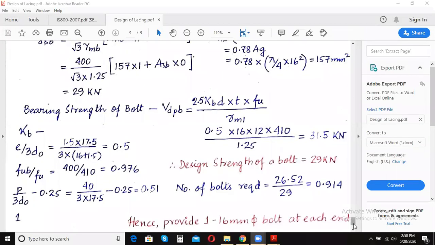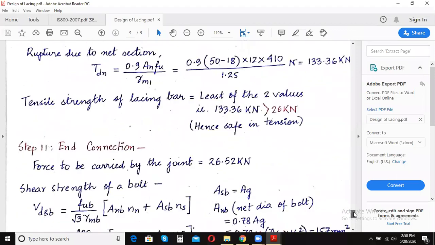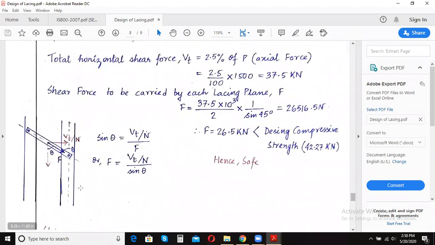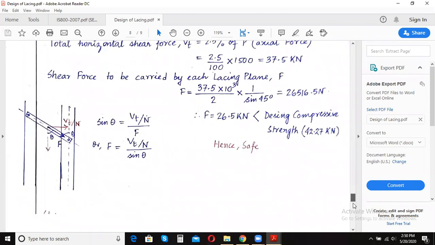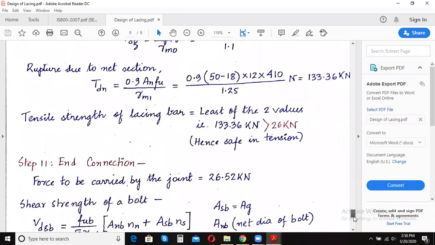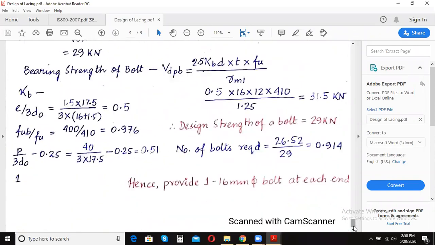Let me just show you one diagram. So this is how you should provide the bolt. At this end of the lacing, you will provide 1 bolt, and at this end of the lacing, you have to provide another bolt. So that is it. The entire design problem for built up column along with lacing is done.